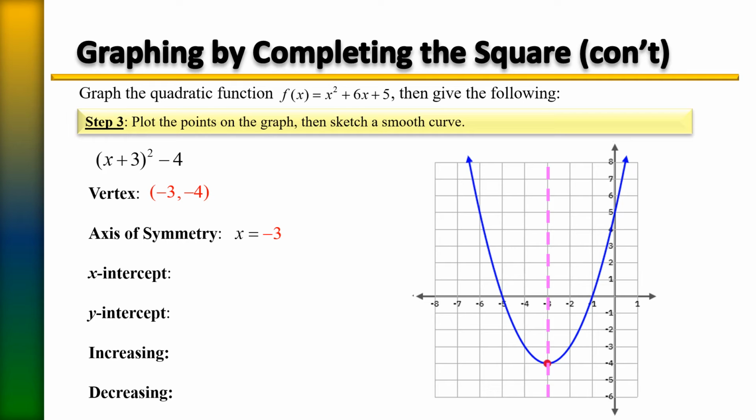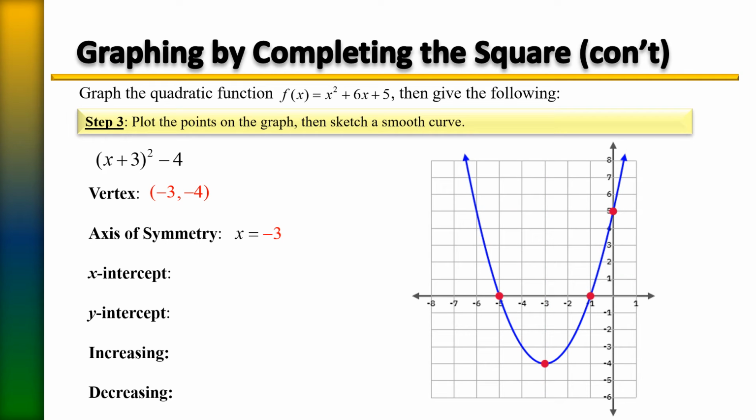We also identified the x and y intercepts as well. Recall that we found them algebraically, and it was negative 5 and negative 1, and sure enough, if you look at the graph, that's exactly where it touches. The y-intercept, we found that as well algebraically, recall that, and it is exactly what you see there. So we have those points.